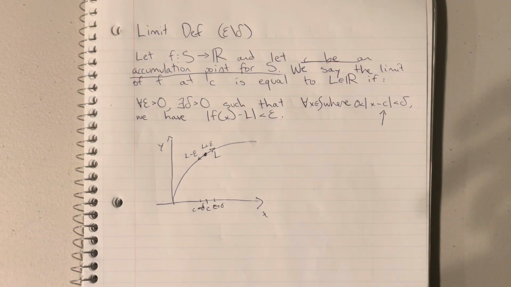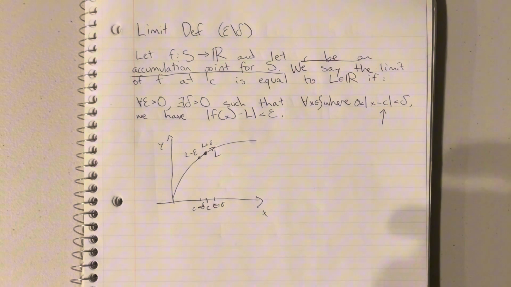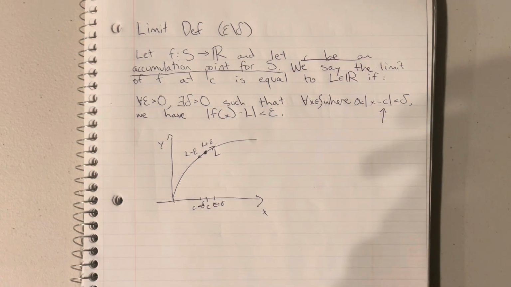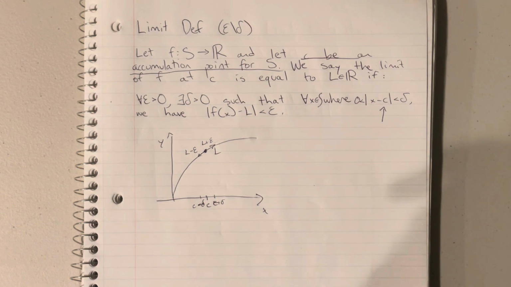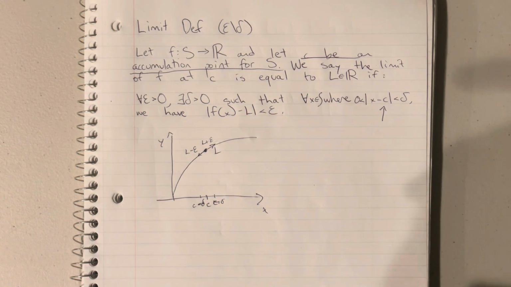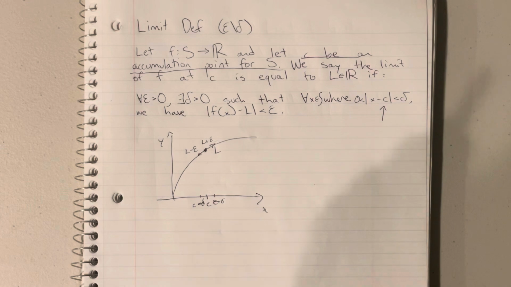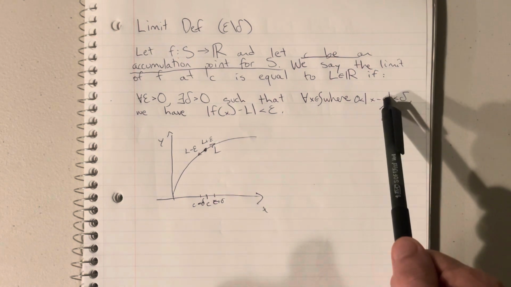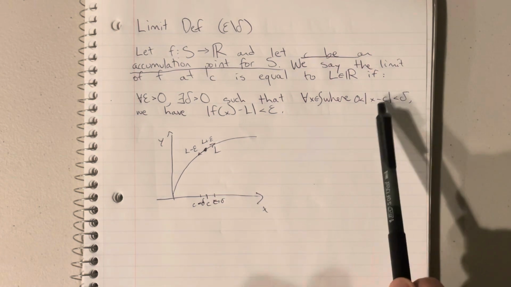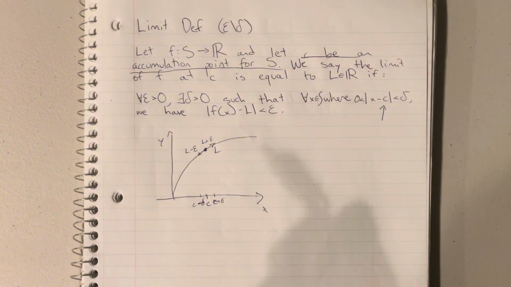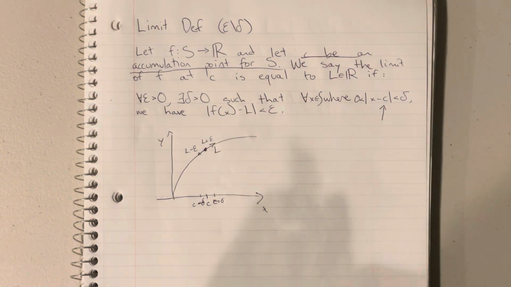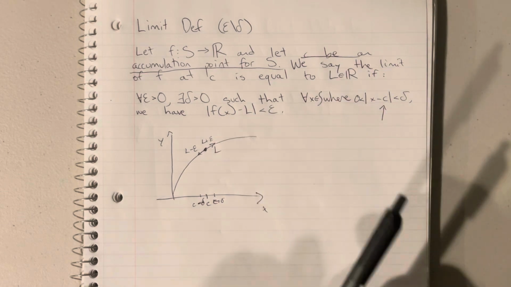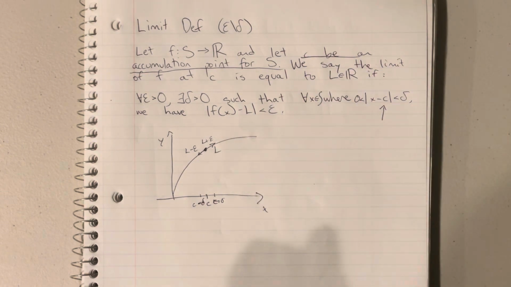But we say that the limit of f at this accumulation point C is equal to some real number L if, for all epsilon greater than 0, there exists a delta greater than 0, such that for all x in the set S, where we have x's distance from the accumulation point less than this delta, then all x that satisfy this inequality, plugged into the function value, their distance from the limit value L is less than any given epsilon greater than 0.